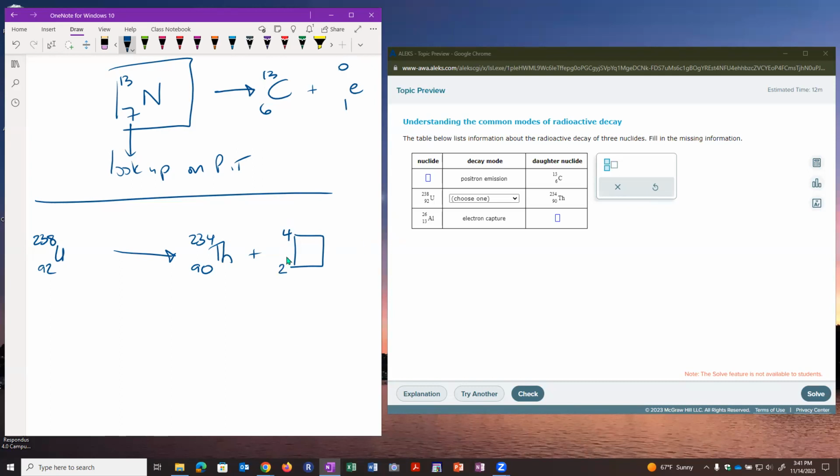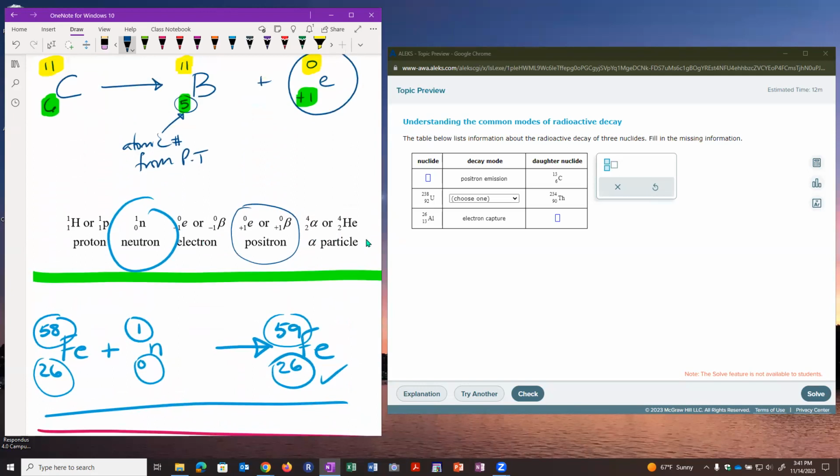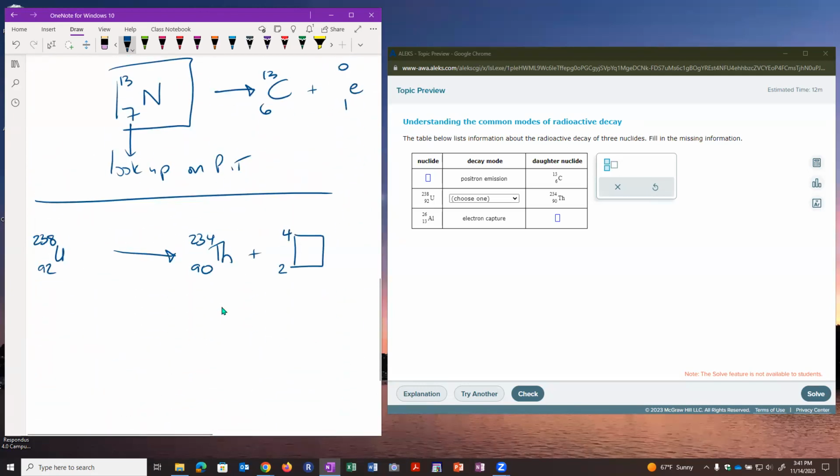So I just need to look up now what type of decay has a mass of 4 and a subscript of 2. Looking at that, it's going to be our alpha particle, or the helium nucleus. So we have He to fill in that. So again, the math there is what makes this work, both in the superscripts and the subscripts.